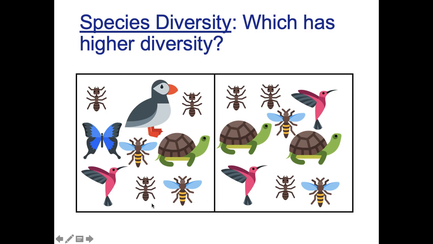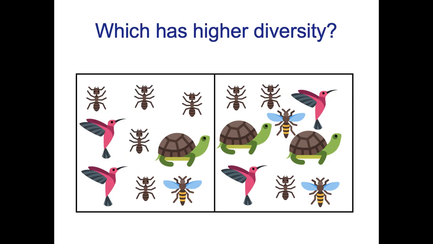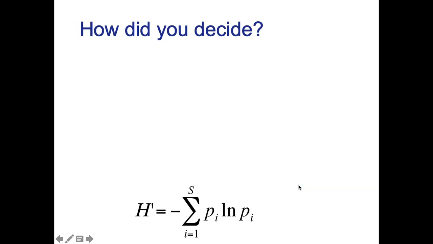Okay, so most people would say this one on the left. Now, how about this one? Which one do you think has the highest species diversity? Now, the answer is actually this right one in this case. So how did you decide?